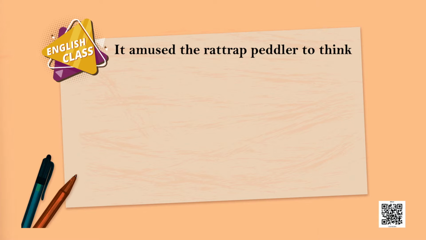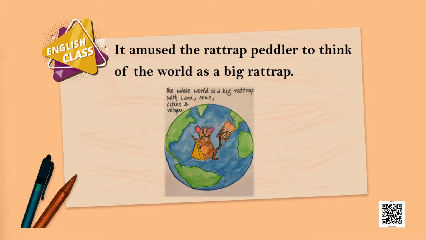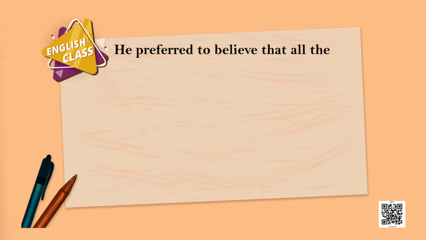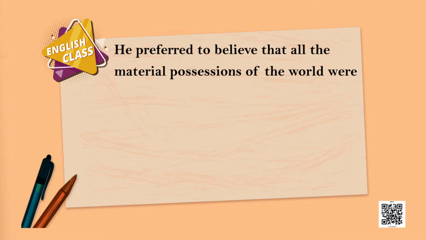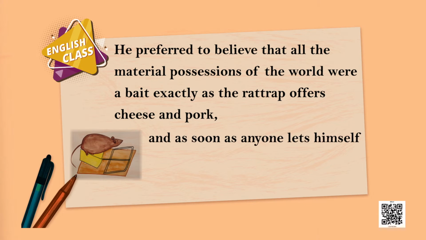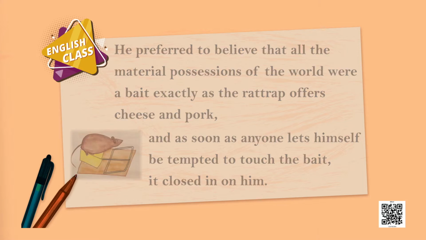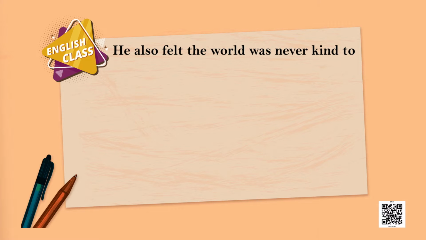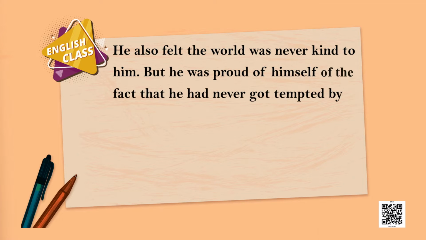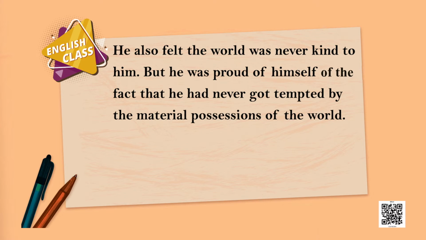It amused the rat trap peddler to think of the world as a big rat trap. He preferred to believe that all the material possessions of the world were a bait, exactly as the rat trap offers cheese and pork, and as soon as anyone lets himself be tempted to touch the bait, it closes in on him. He also felt the world was never kind to him, but he was proud of the fact that he had never got tempted by the material possessions.